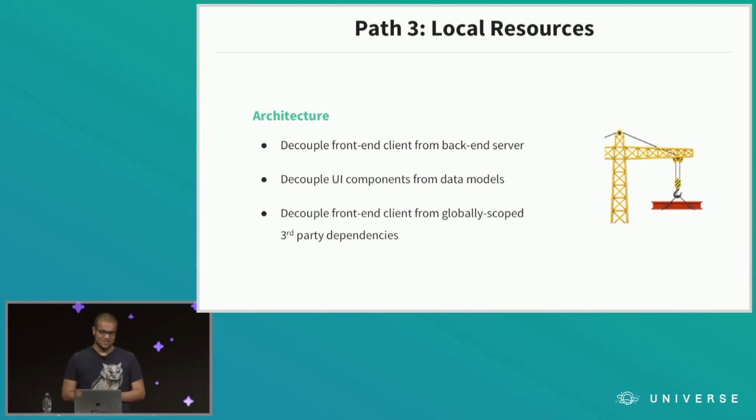Another thing we would want to do is to decouple our front-end client from our globally scoped third-party dependencies. I mentioned earlier, say if you had jQuery plugins that were modifying prototypes or injecting globals, we want to stop doing that because that can make our modules unpredictable and harder to interoperate with each other.